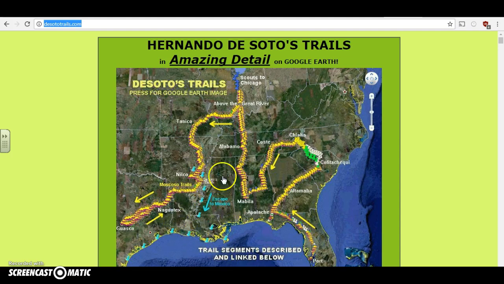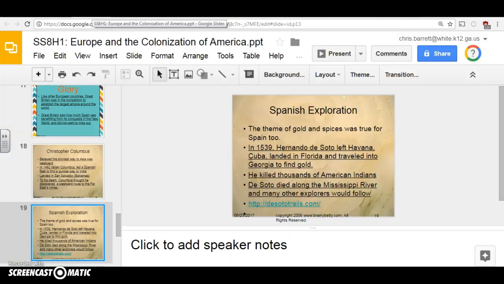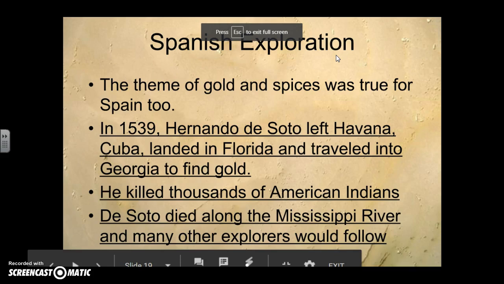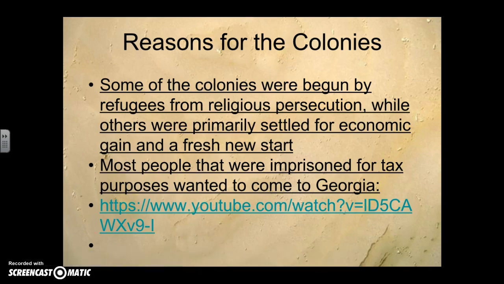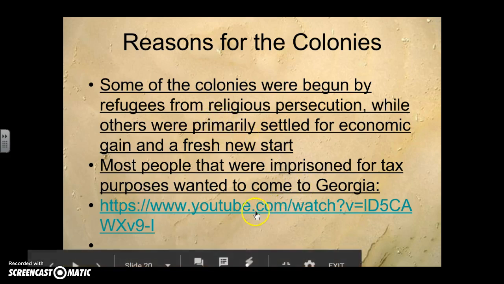And so Hernando de Soto was a very influential person, and he was the very first European to actually explore the interior of Georgia, and that's why he is so important. Some of the colonies were begun by refugees from religious persecution, while others were primarily settled for economic gain and a fresh new start. So many people that were in prison for tax purposes wanted to come to Georgia.